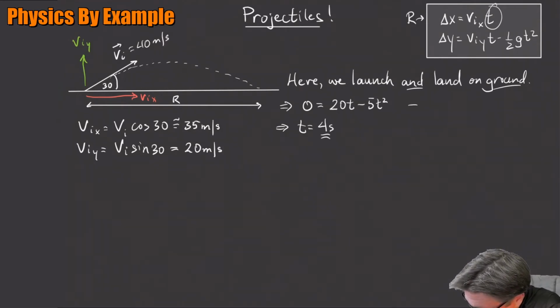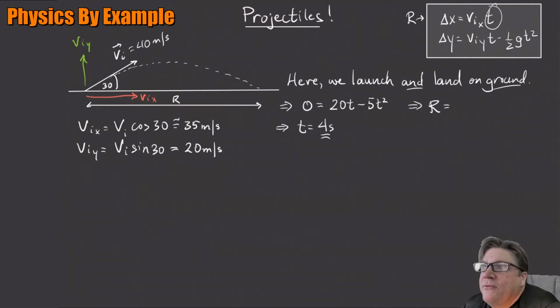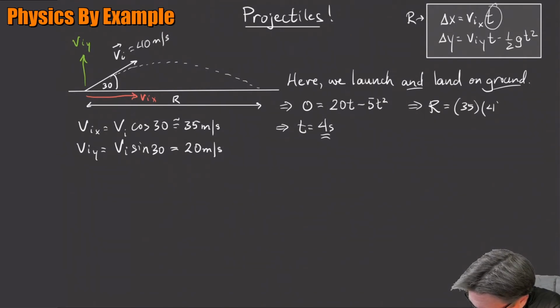Now that means that the range, how far does this thing go? If it's launched at 40 meters per second at a 30-degree angle, what's the range? It's vix times t. Well, now I know what t is. So this is going to be 35 times 4. What is that? That's like 140 meters. All right, cool. So now I know the range. Okay, so that problem is solved.